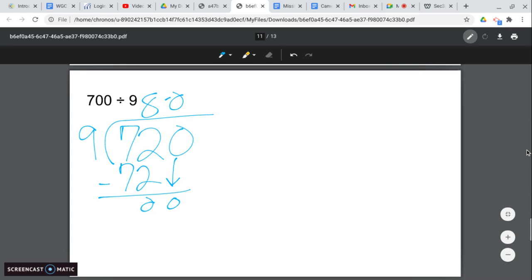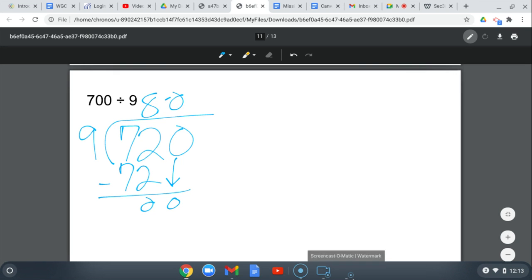So using compatible numbers, using rounding to estimate our quotients, it gives us approximations on where our answers should be. If you guys have any questions, feel free to ask.